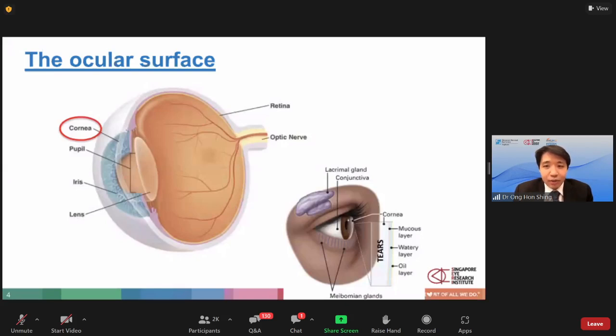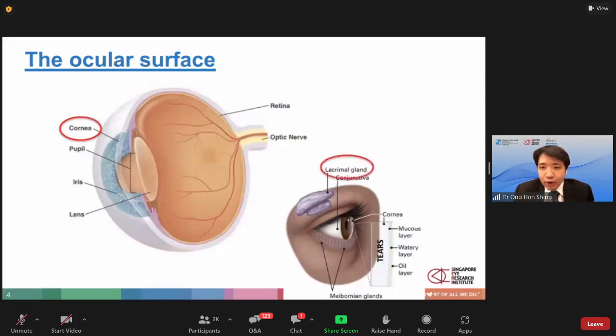Healthy tears comprise a balance of three main components: a mucus layer, a watery layer, and an oily layer. Another component of the ocular surface is the conjunctiva. This is a translucent lining over the white of the eye. It contains cells that secrete the mucus layer of the tears. And when you get red eyes, it's usually the conjunctiva, this layer, that gets red.